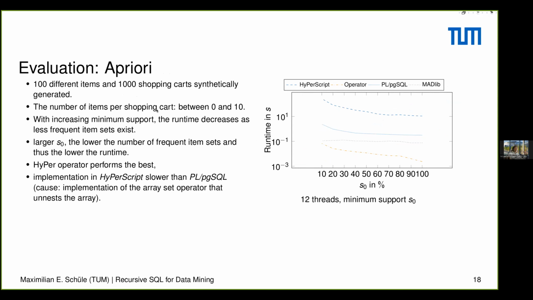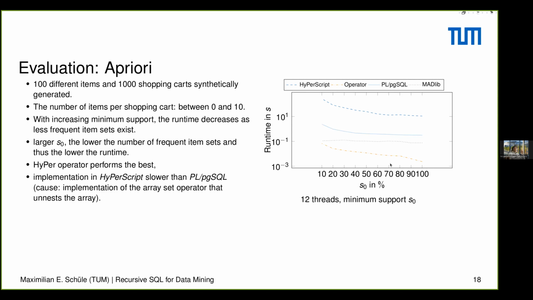For the a priori algorithm, we have created synthetically generated shopping carts, and we vary the number of items per shopping cart between 0 and 10. And for the measurements, we vary the support. So the higher the support is, the fewer frequent item sets exist, because a support of 100% means that an item set, to be considered frequent, must be part of every shopping cart.